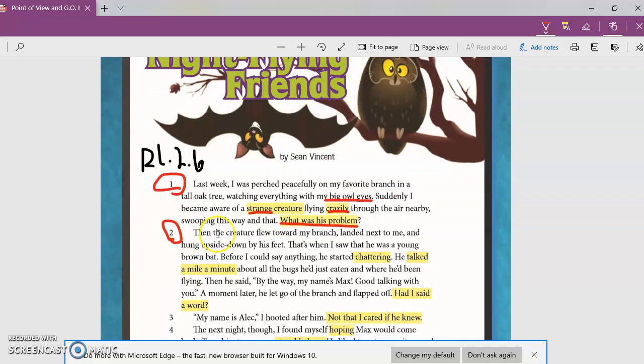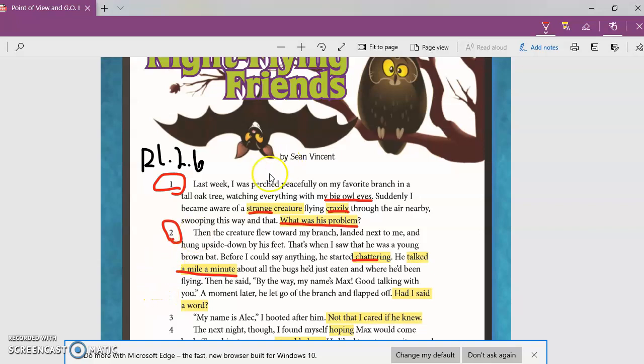So paragraph 2. The creature flew towards my branch, landed next to me, hung upside down by his feet. That's when I saw that he was a young brown bat. Before I could say anything, he started chattering. He talked a mile a minute about all the bugs he had just eaten and where he had been flying. Then he said, by the way, my name's Max. Good talking to you. A moment later, he let go of the branch and flapped off. Had I even said a word?